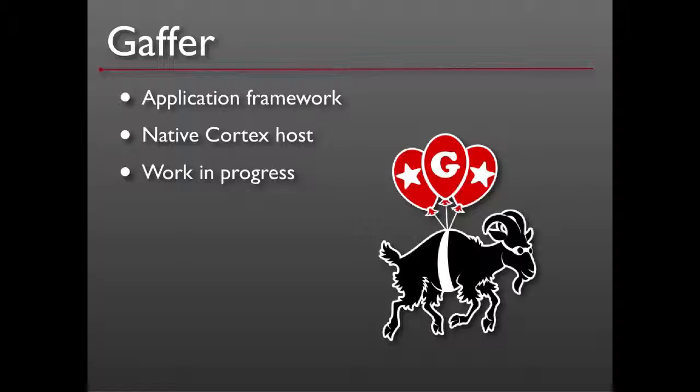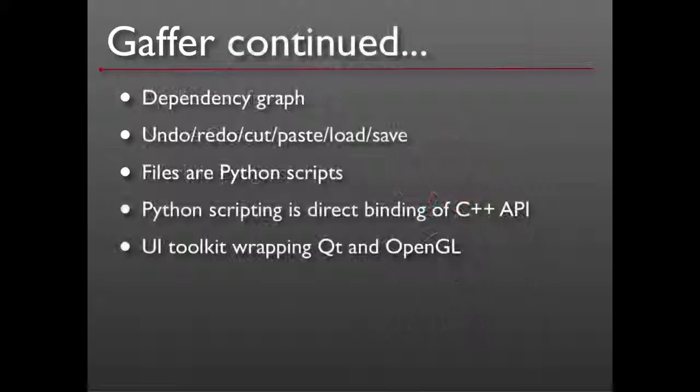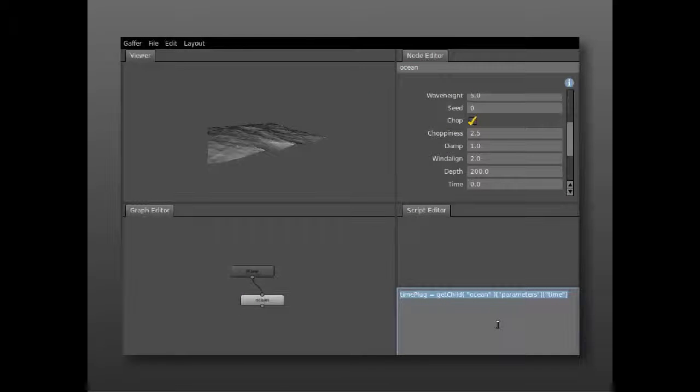It's got a logo. So it's basically a little dependency graph built on top of Cortex. It's got the basics you need to build an application. All the files are Python scripts. Just like Cortex, the Python scripting is a direct binding to the C++ API, so you don't want any other. And then for the first time, we've got some UI code out in the open source. It's just wrapping OpenGL and Qt to build an interface on top of this. Like I said, it's rubbish.